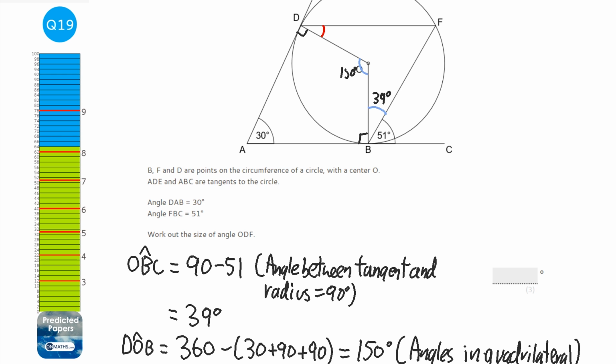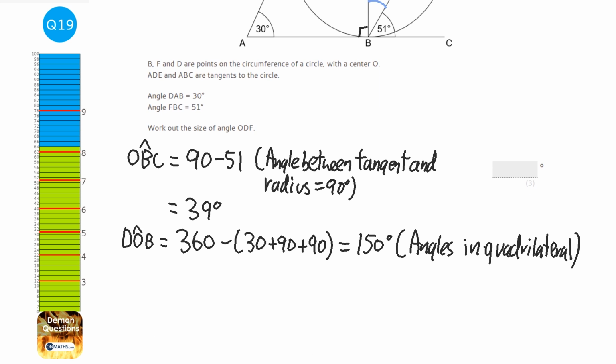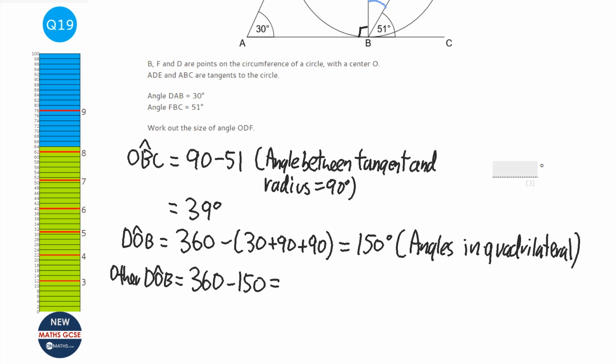Let's mark that on our diagram, so we can work out this angle here. It's very difficult to know what to call this angle because we've already called DOB once. So we could call this other DOB. Let's go for that. Other DOB equals 360 minus 150. The reason for that is just angles on a point. So that's 210 degrees, angles on a point.